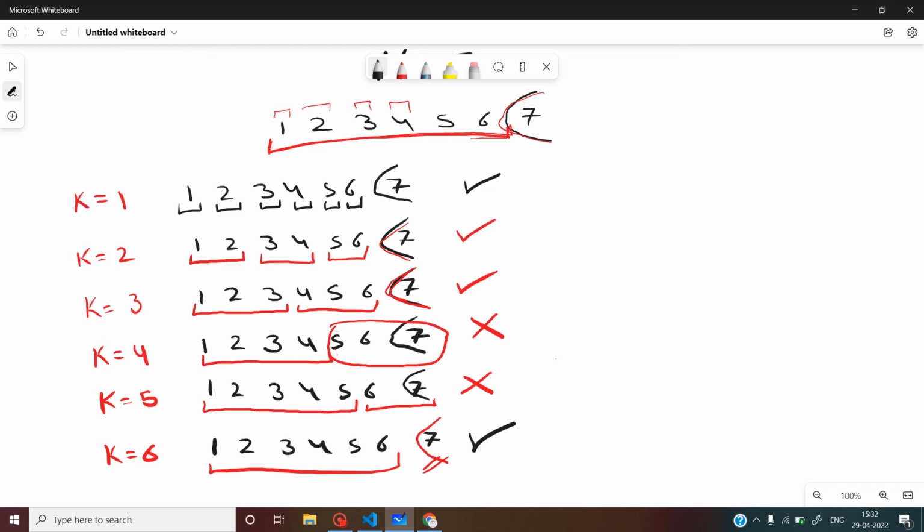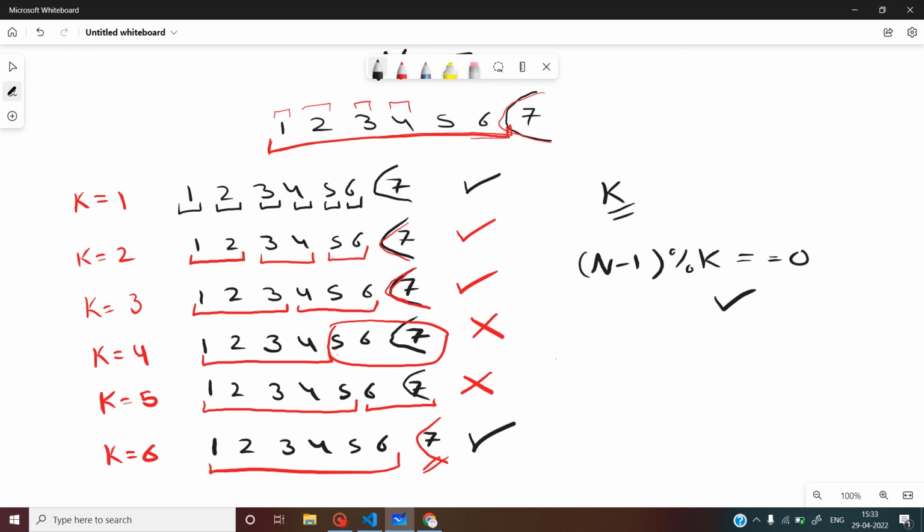So what we can conclude from this observation is that for all k which divide n minus 1, such that n minus 1 modulo k equals 0, we are getting our answer. Else we are not getting our answer.